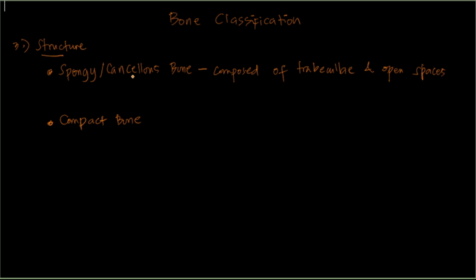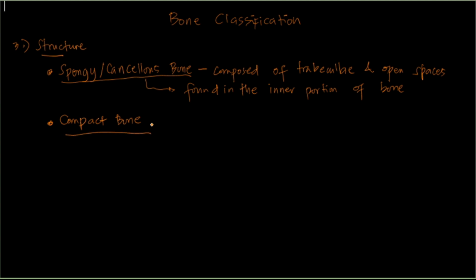Okay, where can we locate these spongy or your cancellous bones? Actually, they are found in the inner portion of your bone. Okay, found in the inner portion of bone. When we say compact bone, they are formed by a solid matrix of cylindrical units.